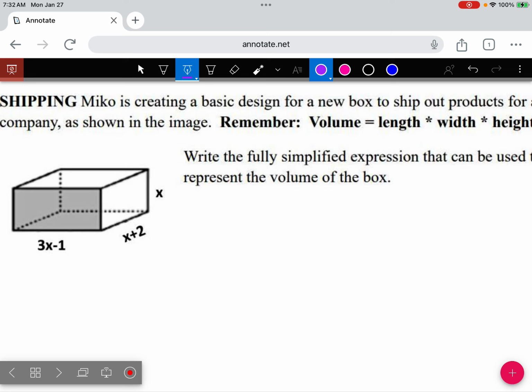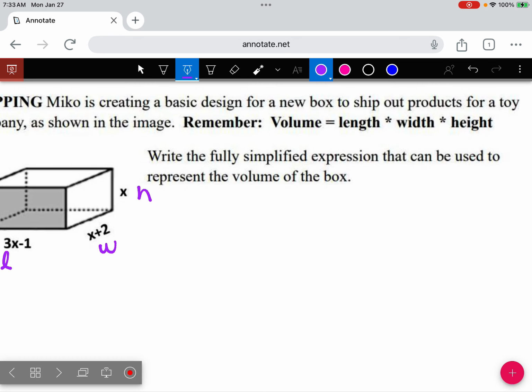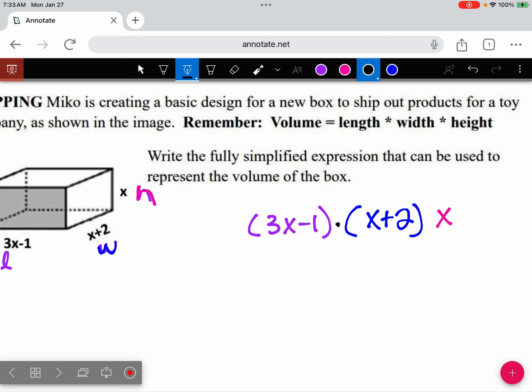So what I have here is a length, a width, and a height, right? Define volume. We even gave you that part up here. Length times width times height. So we're going to take our length, which is that 3x minus 1. We're going to take our width, which is that x plus 2. And we're going to take our height, which is the x. And we are going to multiply these two together and then multiply that one together. So it makes it polynomial multiplication.